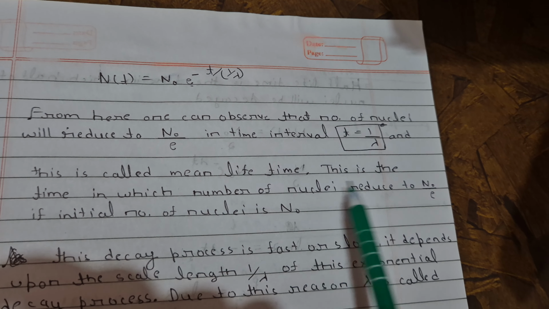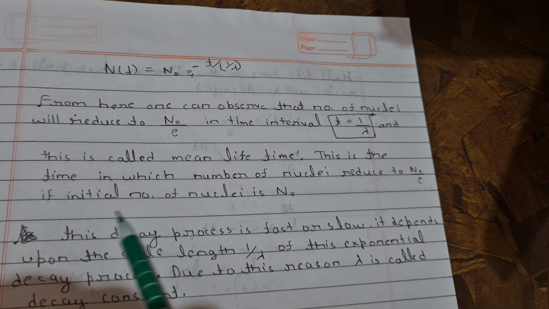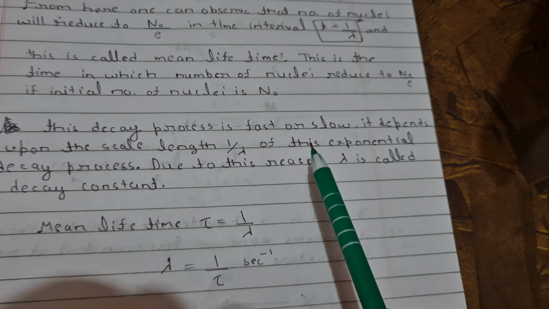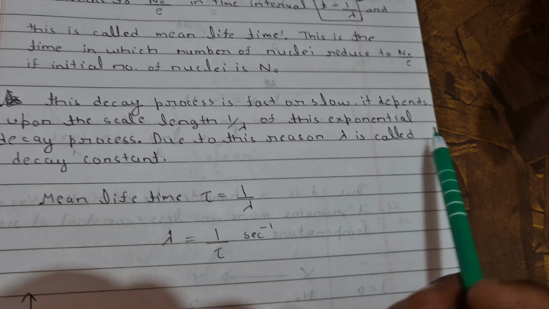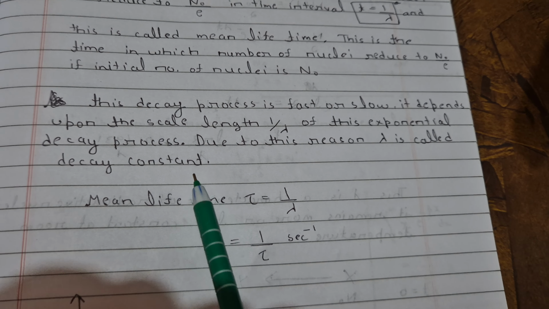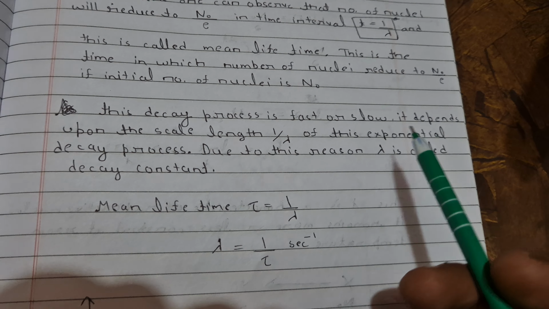This is called the mean lifetime. This is the time in which the number of nuclei is reduced to N naught by e, if the initial number of nuclei is N naught. Whether this decay process is fast or slow depends on the value of the scale length 1 over lambda, as I told you, of this exponential decay process. Due to this reason, lambda is called the decay constant, because this defines the time interval.